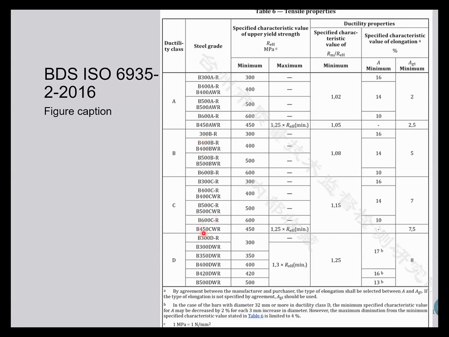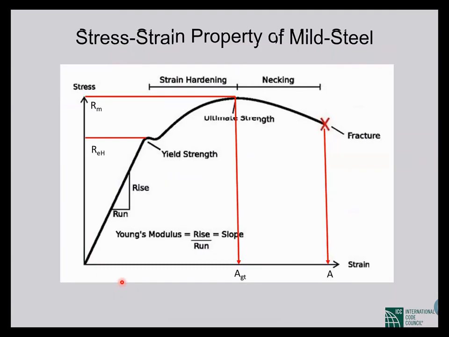Now, you understand what is 400, 500, and these numbers. But what about this D or C or B or A? We don't usually see A, B. We always see either C or D. So these are actually related to the ductility class. The reinforcing bars, according to ISO, are classified in different ductility classes. Now, what is ductility? We all know what ductility is. That is the amount of strain the mild steel can sustain after yielding in the inelastic phase.